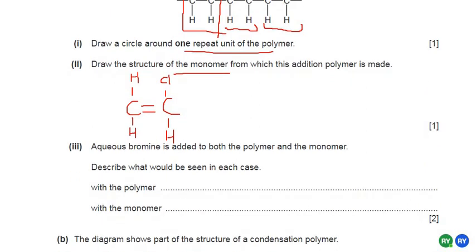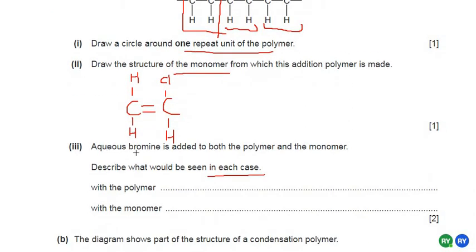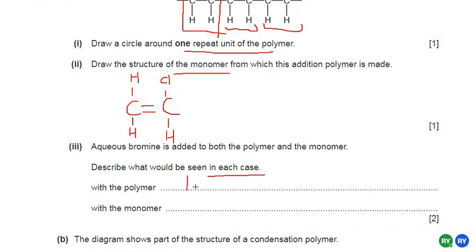Now they are asking in the third question, aqueous bromine is added to both the polymer and the monomer. Describe what would be seen in each case. With the polymer, you can see there is no double bond, so no addition reaction is going to take place. There will be no reaction when we add aqueous bromine to the polymer. So here we can write no change.